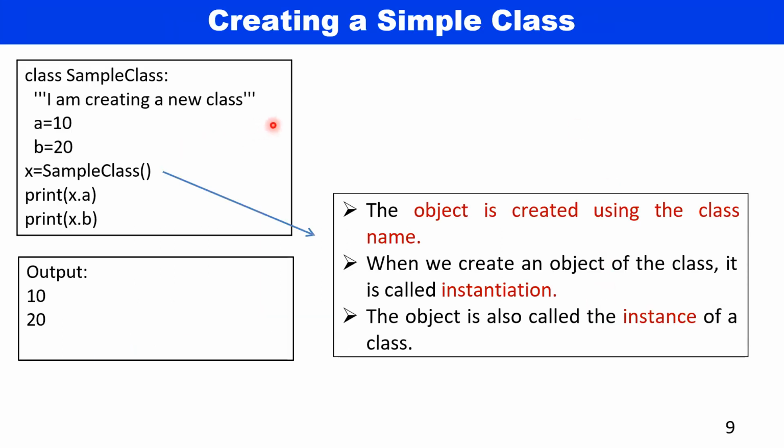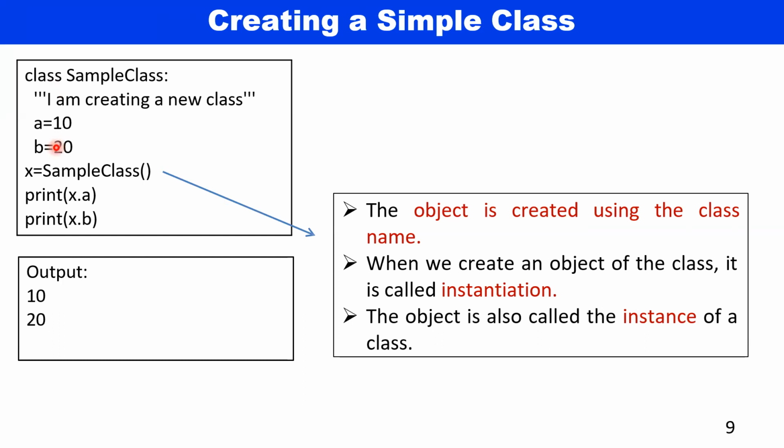Let us see how to create a simple class with an example. As we have seen, it should start with the keyword class followed by the name of the class. Here SampleClass is the name of the class. The doc string is "I am creating a new class." Here we can write any number of states and methods. Here we are not writing any methods. We are simply writing only the variables, also called instance variables, a equal to 10 and b equal to 20. These are nothing but the attributes of the class. That means SampleClass has two attributes, a and b.